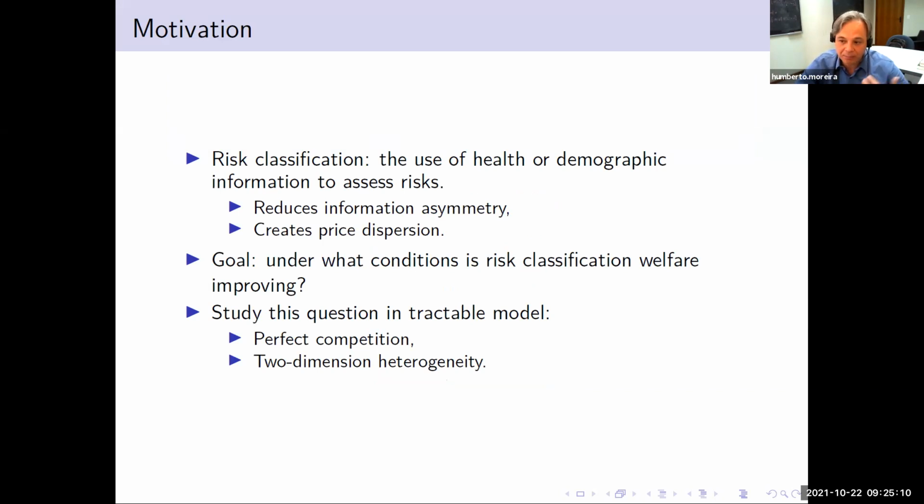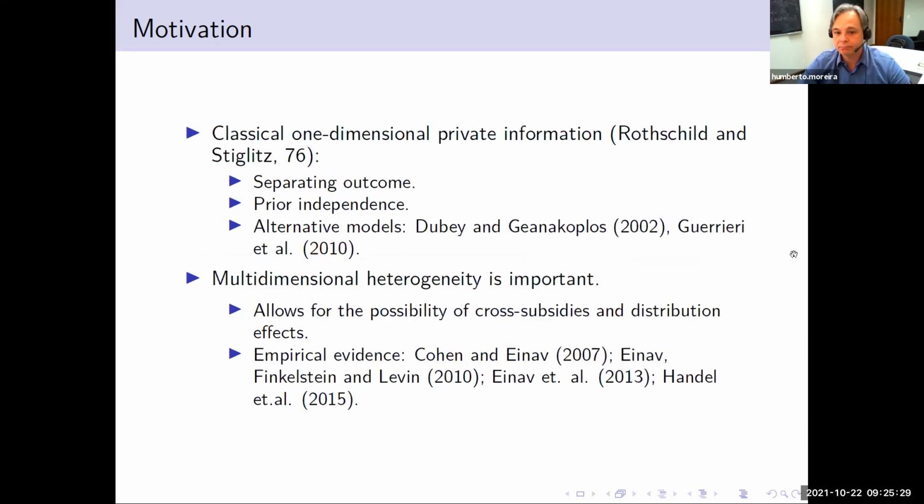So we propose a parsimonious model to study this question, featuring perfect competition. What I mean by that is the firms act as price takers, and we introduce a two-dimensional heterogeneity model, which we argue is key for the analysis. The classical one-dimensional private information paper that you studied almost from Micro 101 is Rothschild-Stiglitz, and what you get from that is a separating outcome and a prior independence outcome as well. So the equilibrium outcome does not depend on the prior distribution of risk types.